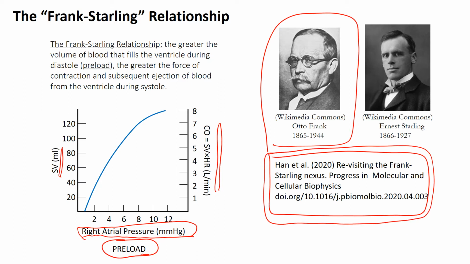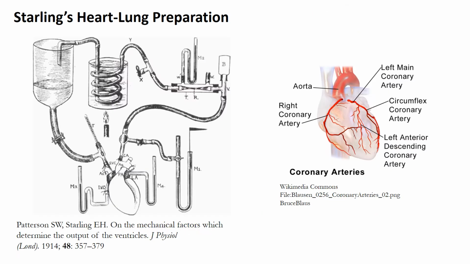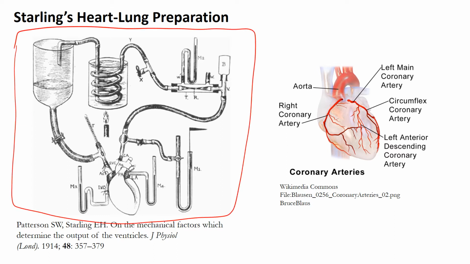The goal here is not to go through that history, but we do want to understand the origin of the so-called descending limb. So we have to go back in time a little bit to 1914. This is a diagram here on the left from Starling and Patterson's 1914 paper, and this is a diagram of their so-called heart-lung preparation.